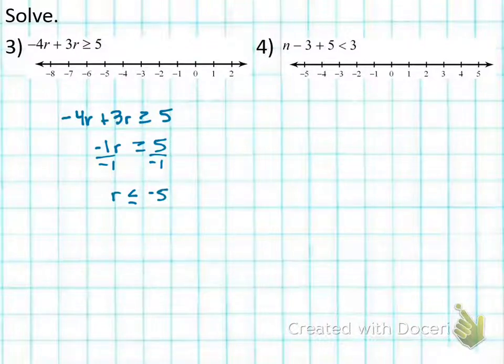Please graph this on your whiteboards, and then we'll put our answers up. Okay, good. So R is less than or equal to negative 5, so you put a circle. It's pointing left, and since it has the equal sign, you're going to fill it in.